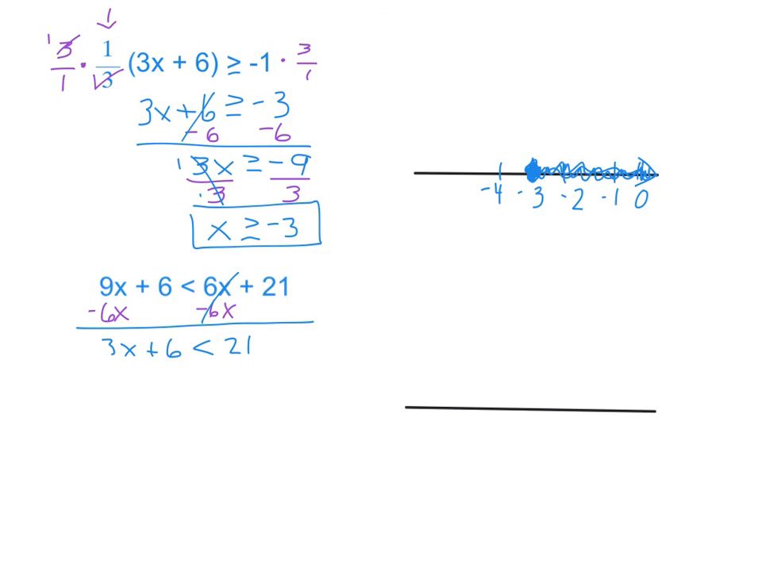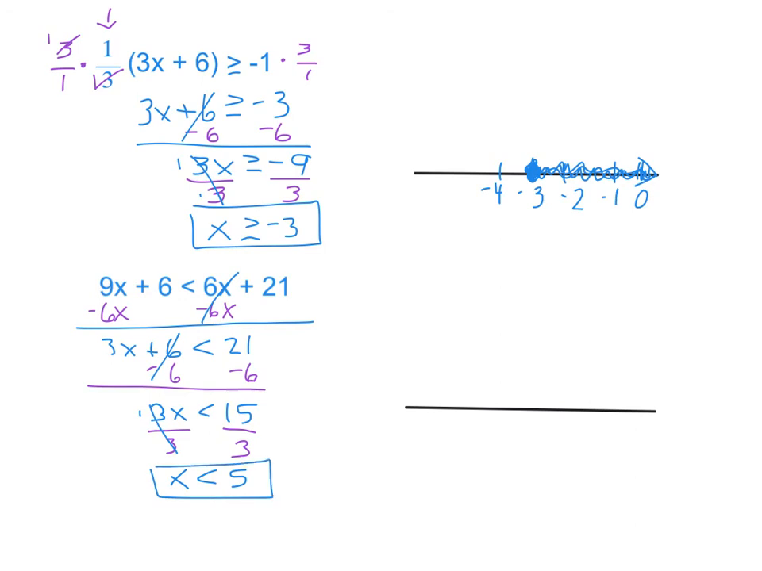Now to solve this, we're going to subtract 6 from both sides of the inequality. These cancel. We have 3x is less than 15, 21 minus 6. We're going to divide both sides by 3. 3 divided by 3 is 1, so we have 1x is less than 5. 15 divided by 3 is 5. So our solutions are any number that is less than 5. x is less than 5.